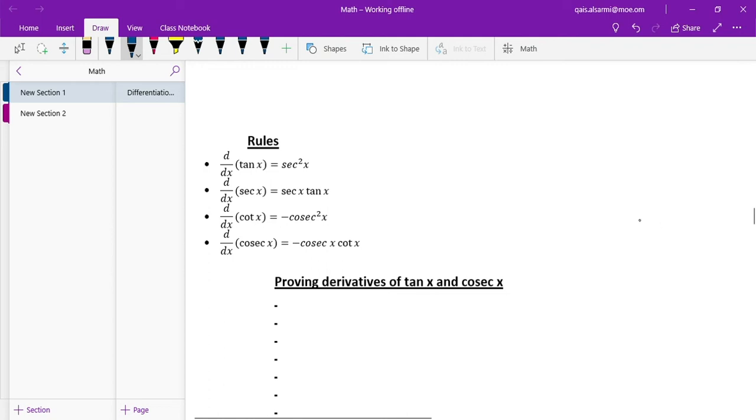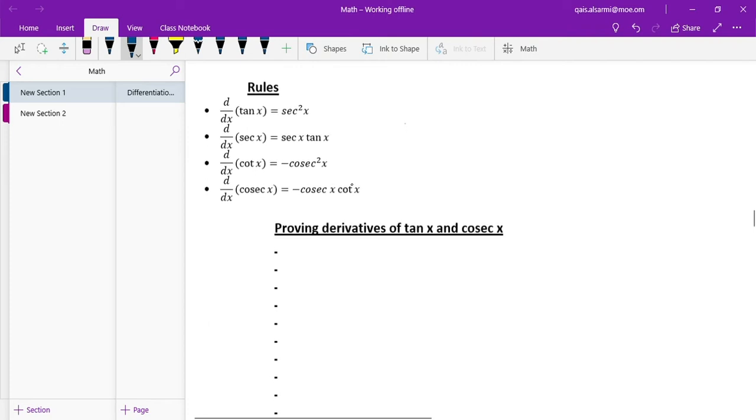Wait a minute here. Here we have some rules, which are: derivative of tan is sec squared, derivative of sec is sec tan, derivative of cotan is negative cosec squared, derivative of cosec is negative cosec cotan. These rules will be given in the formula sheet. But what if we have a question like this? Prove that derivative of tan is sec squared, or sec is sec tan, and so on.